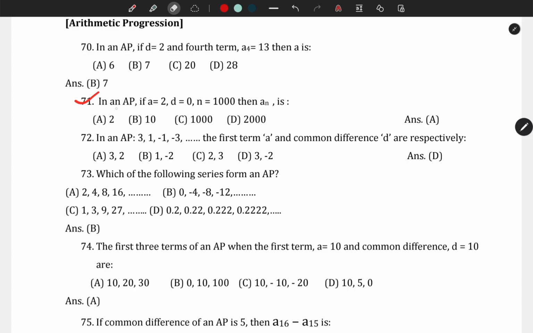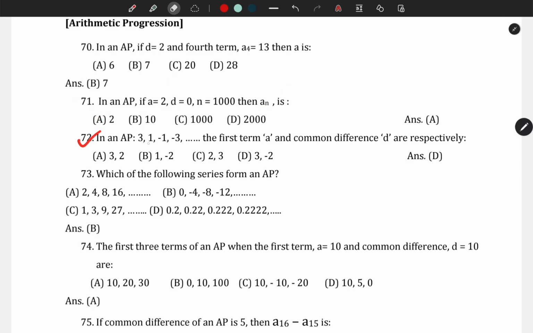Next question, 71. In an AP, if the first term is 2, common difference is 0. Now, common difference 0 means all the terms will be the same. The first term is 2. Since the common difference is 0, 2 plus 0 will be 2. Again, if you add 0, it will be 2. So all the terms will be 2. Remember, whenever the common difference is 0, all the terms will be the same as the first term. And here n is given to be 1000, and we have to find an, meaning the 1000th term, which will also be 2. So the correct option is A, 2.